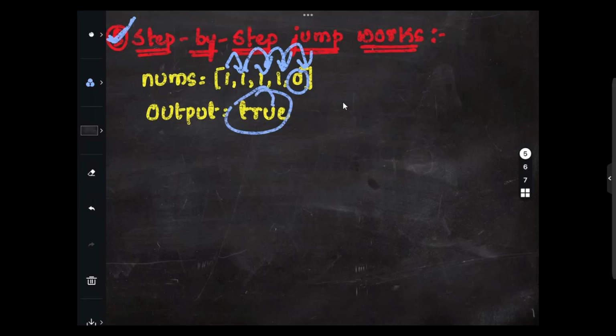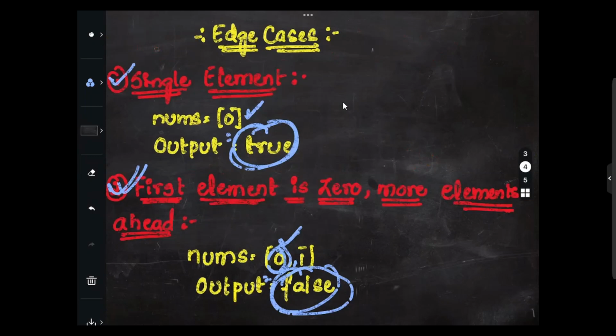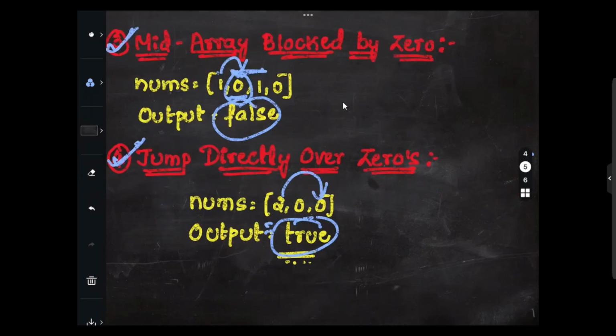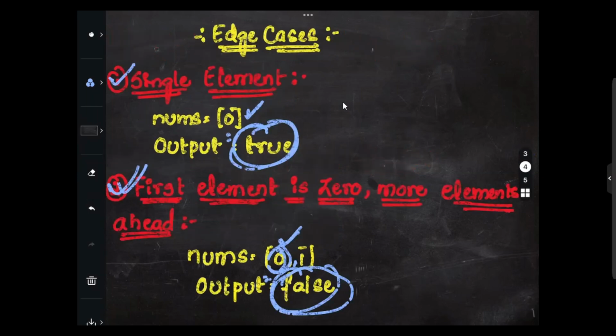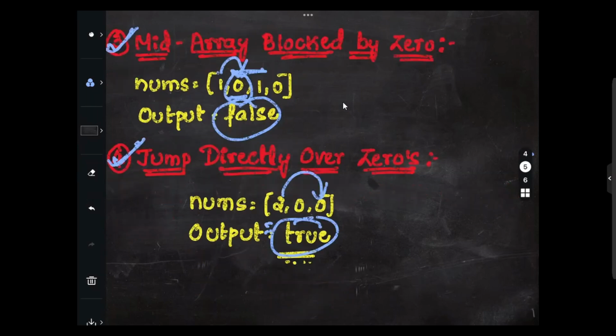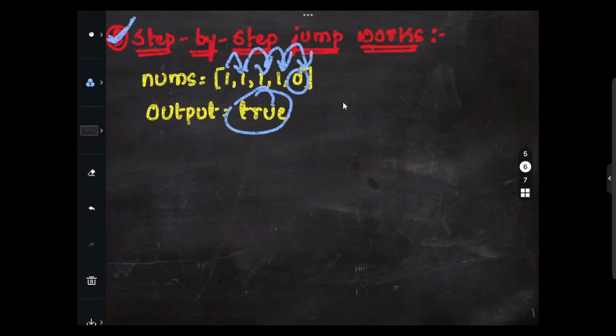This works, right? So these are the 5 edge cases that we need to consider. The first is the single element. The second is the first element being 0 with more elements ahead. The third is mid array blocked by 0. The fourth is jump directly over zeros, and the fifth is step by step jump works.